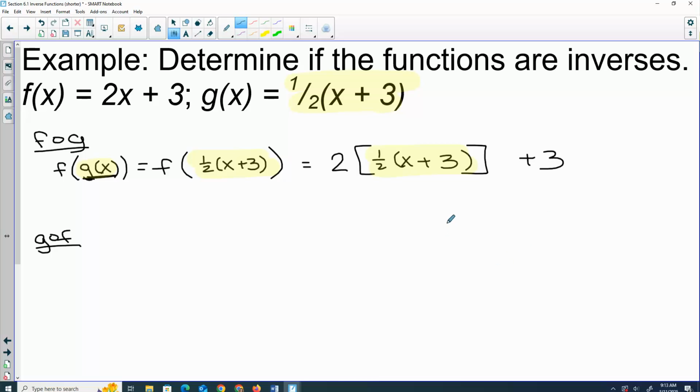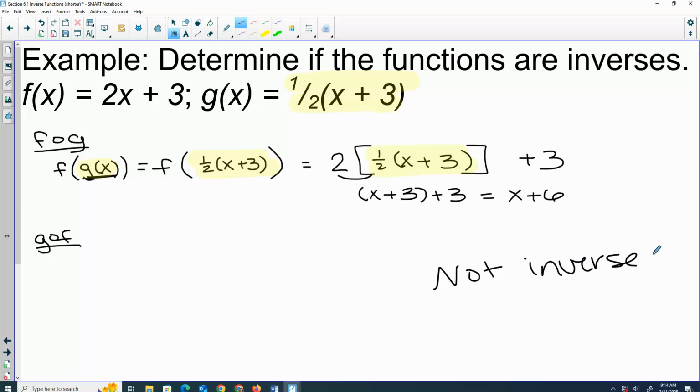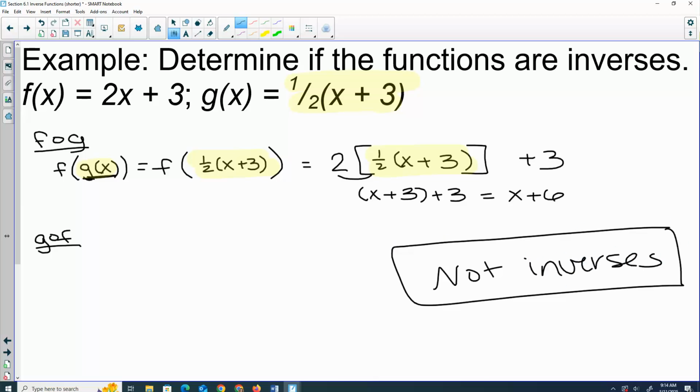All right. If I'm working this out, 2 times 1/2 just gives me 1, so those cancel. So x plus 3 gives me x plus 6. I didn't get x out, so what does that mean? They're not inverses. So is there any need to even check the other one? No, I could just stop right here and say these aren't inverses. They aren't opposites, they don't cancel each other out.